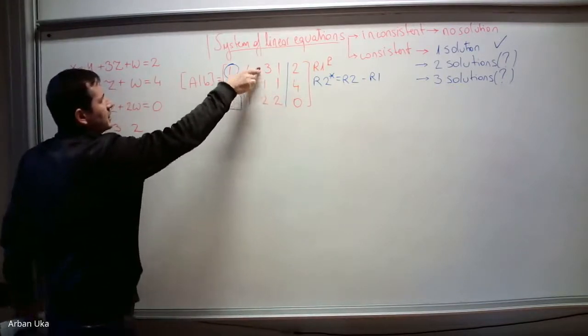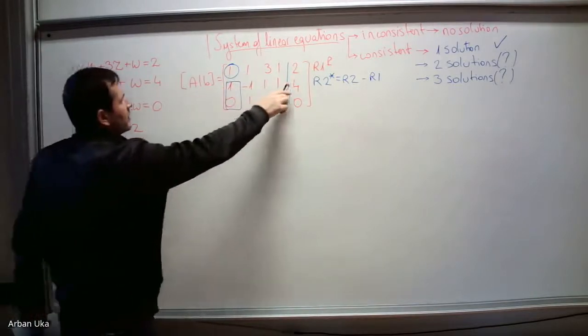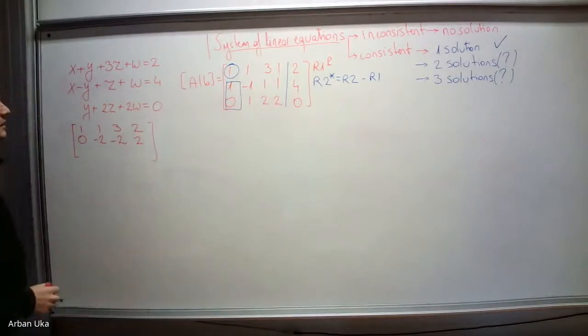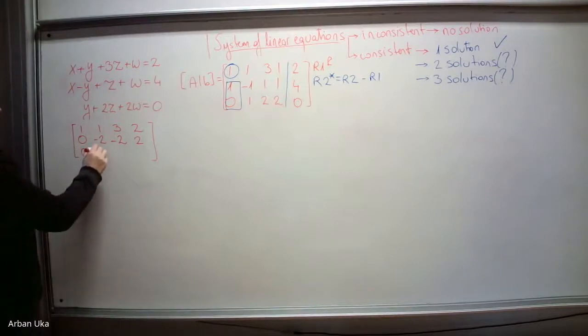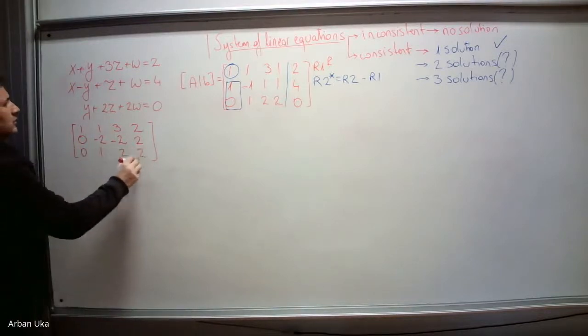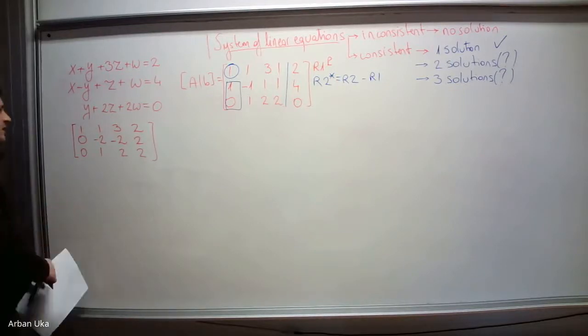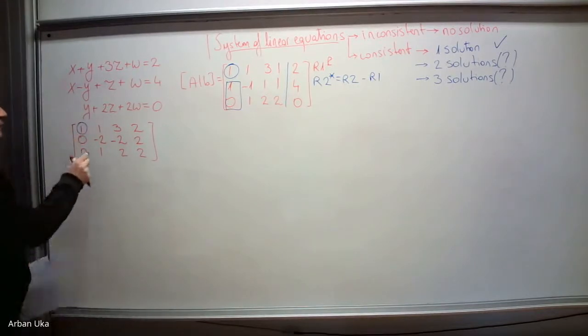1 minus 3 is minus 2. Then we have 4 minus 2, we get 2. Okay, then we go here, we have 0, 1, 2, 2. So we look at this expression, and the next thing that we can try is to identify the next leading term. The next leading term is this one.